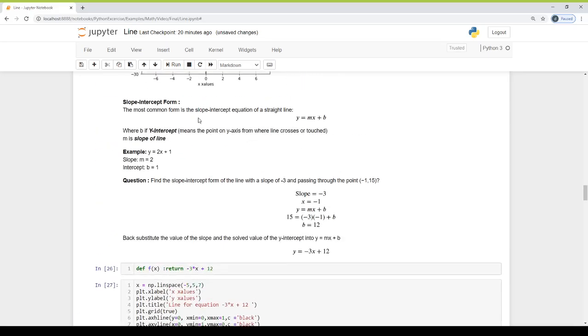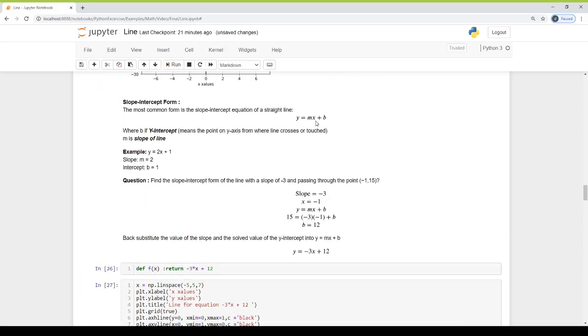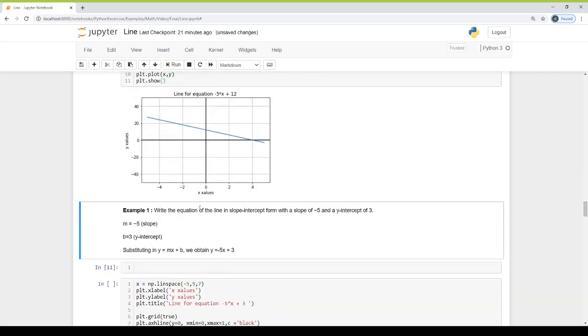So what is the slope intercept form of a line? It is a linear equation of one degree, y is equal to mx plus b, where m is the slope of the line and b is the y-intercept of the line. If the slope and y-intercept are given, we can easily draw the line. In the next example, write the equation in slope intercept form with slope minus 5 and y-intercept 3, that is m is equal to minus 5 and b is equal to 3. Substituting in mx plus b, we get y is equal to minus 5x plus 3.